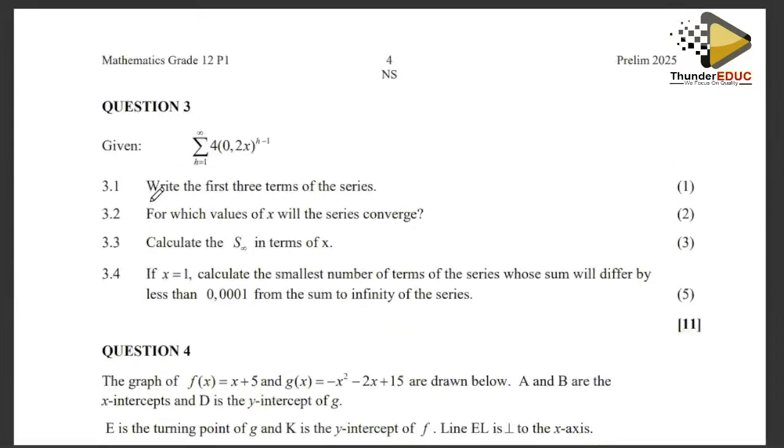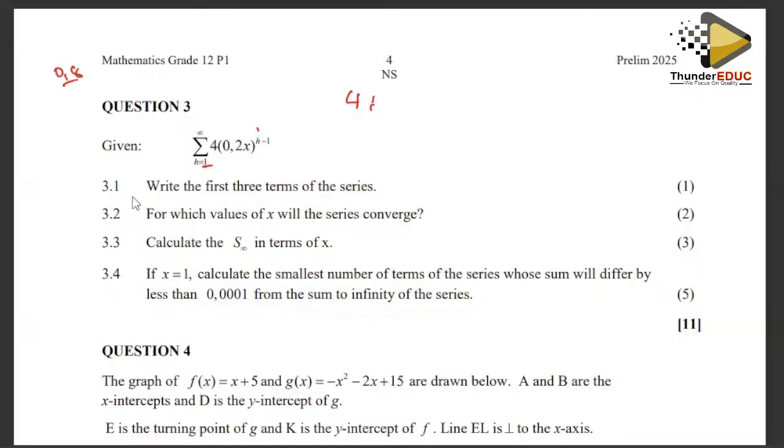Question number 3, we have sum to infinity. H is 1 to infinity, we have this. Write the first 3 terms of the series, so just substitute. Okay, start with H being 1. So that's going to be 0.2 to the power 0, meaning that my first term is 4. Then if H is 2, meaning that I'm going to have 4 multiplied by 0.2x. Okay, from my calculator, if I do the substitution, I'll get 0.8x.